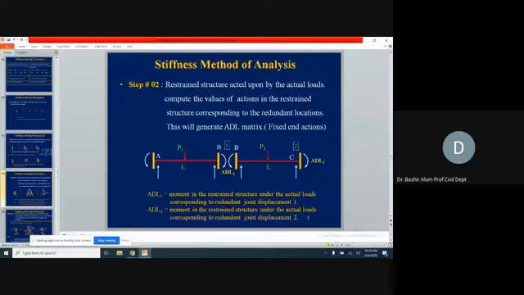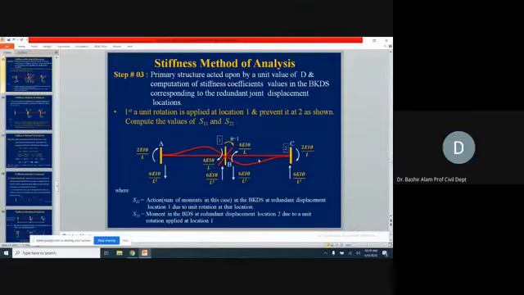So corresponding to D1 now we will give a unit rotation. How we give it, here you can see the basic kinematic determinant structure. Corresponding to the redundant joint displacement location, we turn by turn give the unit displacement. First, a unit rotation is applied at location 1 and it is prevented at location 2.